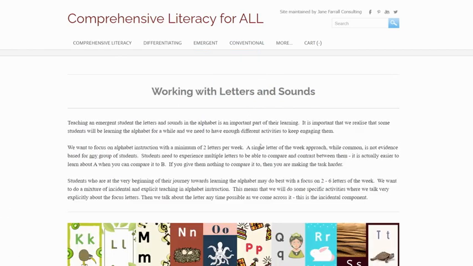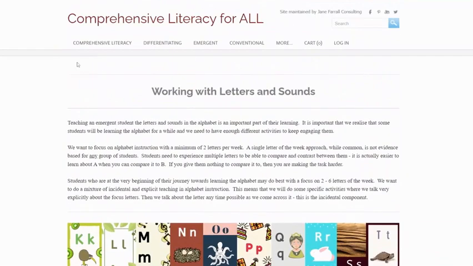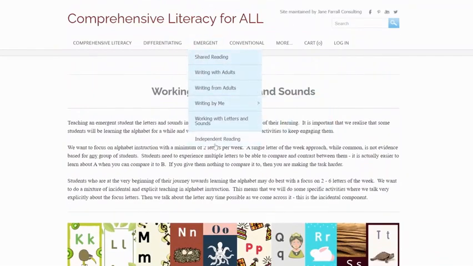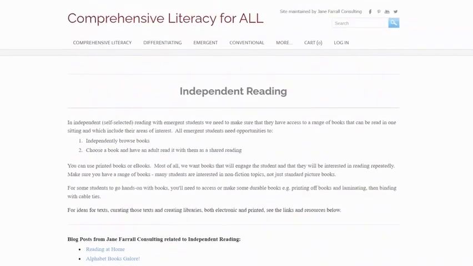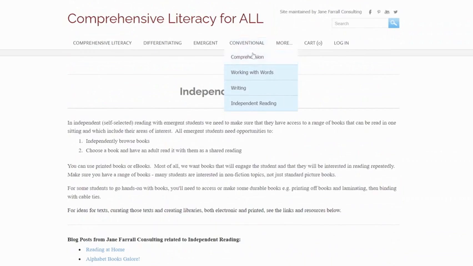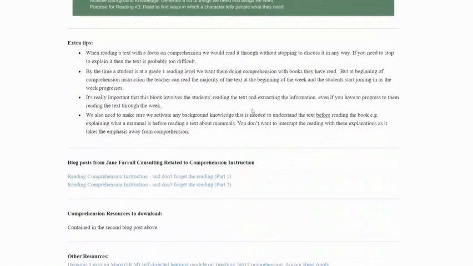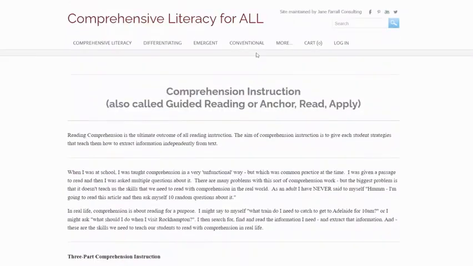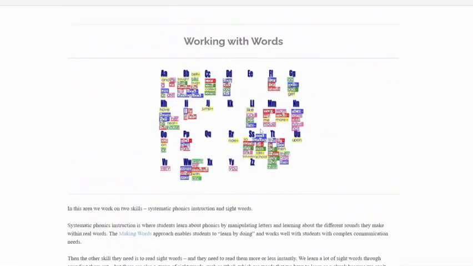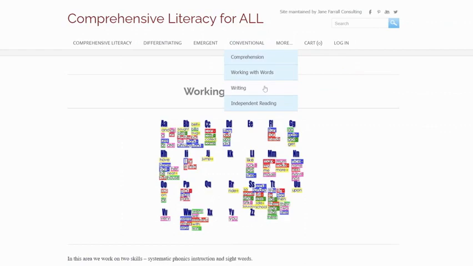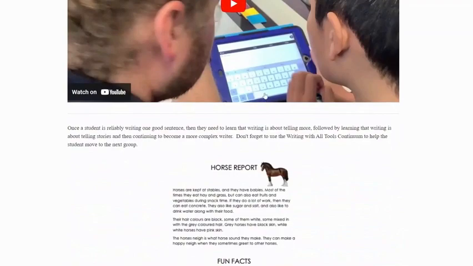And then working with letters and sounds, she has a ton of links here that we can go to, as well as an independent reading. So the same goes for conventional. She adds some extra tips in here, talks about working with words, word walls, all of those good things, writing supports, alternative pencils, more examples.